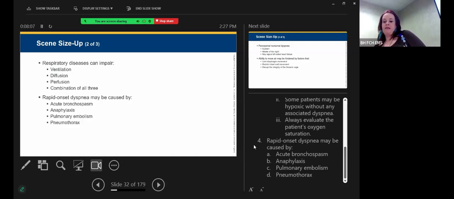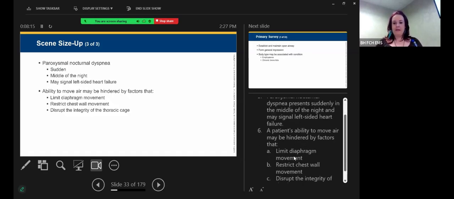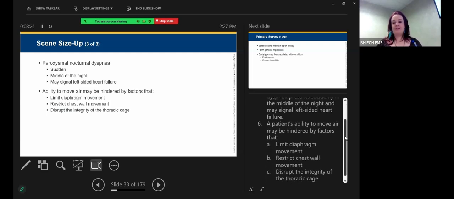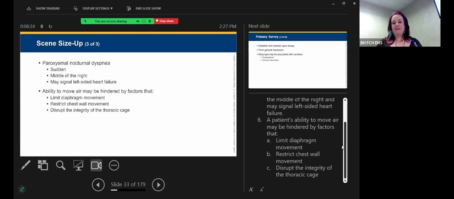Rapid onset of dyspnea may be caused by acute bronchospasm, anaphylaxis, PE, and pneumothorax. Paroxysmal nocturnal dyspnea presents suddenly in the middle of the night and may signal left-sided heart failure.